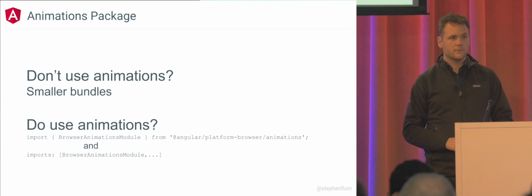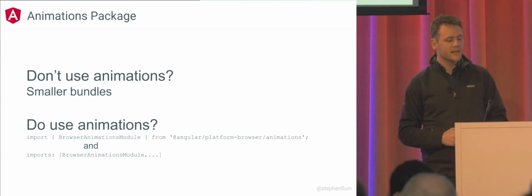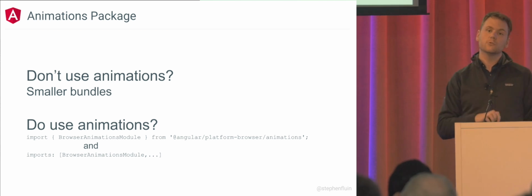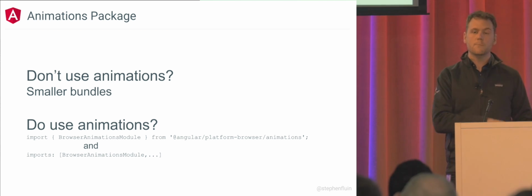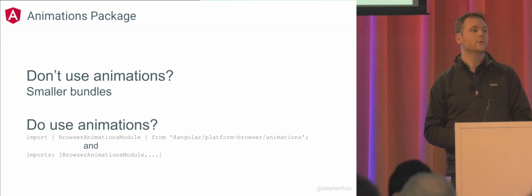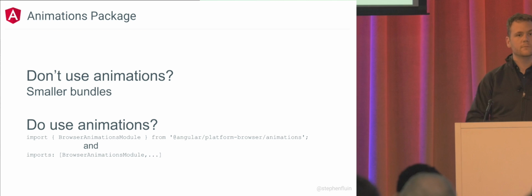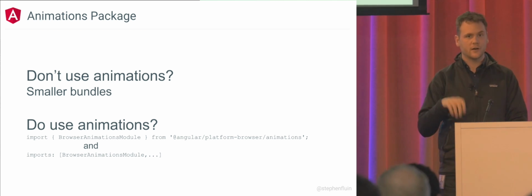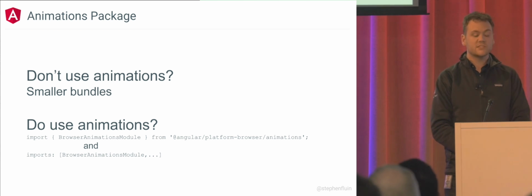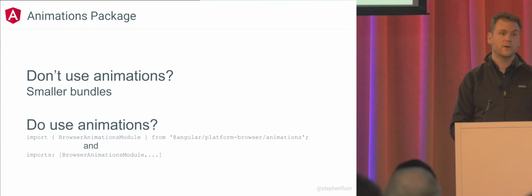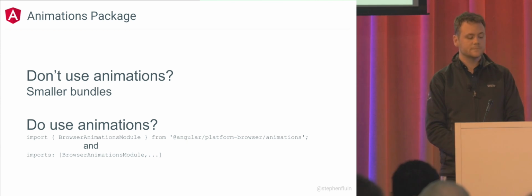One of the things we've done that is kind of a mixed blessing in some ways is we've taken the animations, which used to be part of core, and moved them into their own package. This has two effects. If you don't use animations, so you're not animating in between your router changes or pulling in any of your MD cards or anything like that, you'll save about 38 KB that used to be in Angular core and is now in Angular animations that you don't have to pull in.